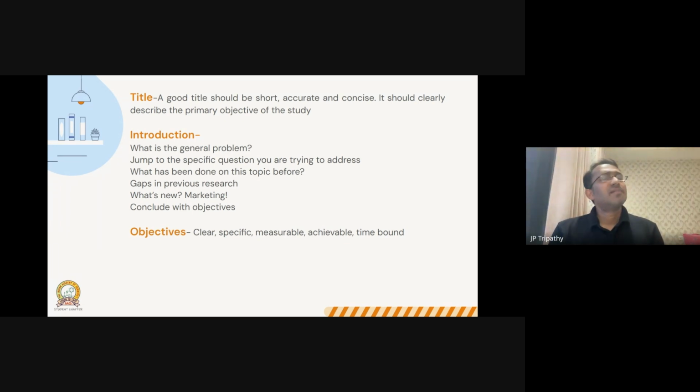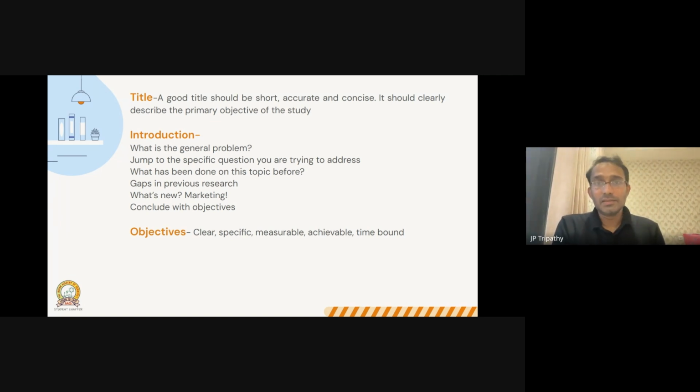If you're looking at infant mortality, that's the big general problem. And you jump on to the specific question. The specific question is pneumonia causing infant mortality. So first, look at the general problem, then jump on to the specific question within the broader problem that you're trying to address. Then you try to say in a few lines what has been done on this topic before. So people have done something on pneumonia causing deaths in infant mortality, or people have done something on why people are not taking anti-diabetic medications.